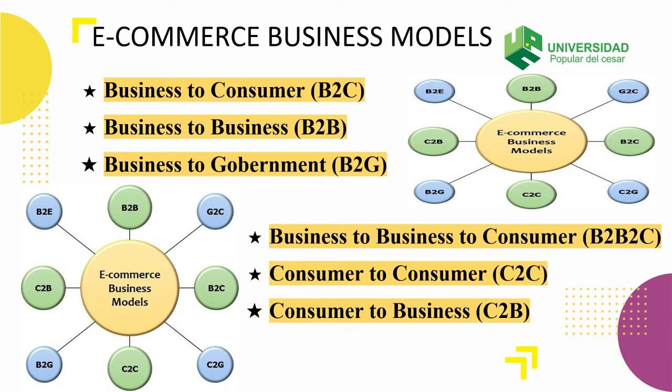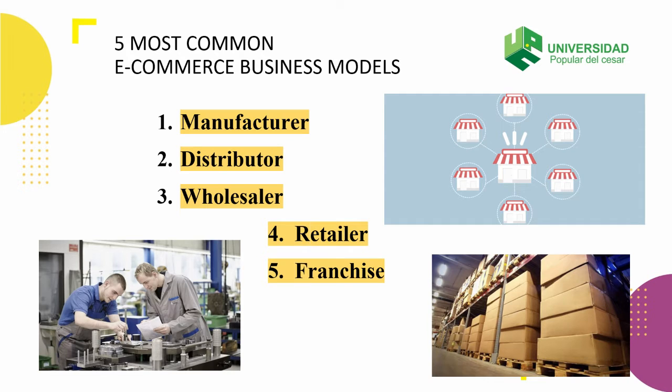E-commerce business models. Electronic commerce or e-commerce is a business model that lets businesses and consumers make purchases or sell things online. There are 6 major e-commerce business models: business to consumer (B2C), business to business (B2B), business to government (B2G), business to business to consumer (B2B2C), consumer to consumer (C2C), consumer to business (C2B). Here's a look at the 5 most common e-commerce business models within this category.